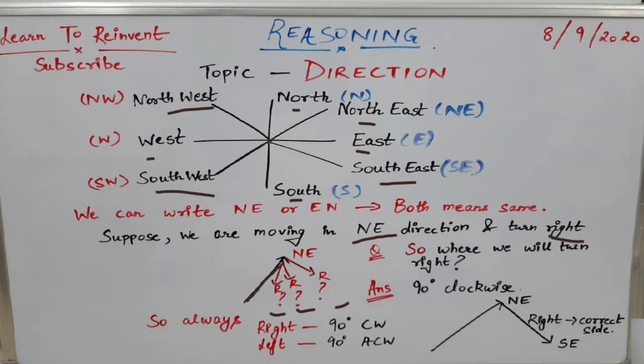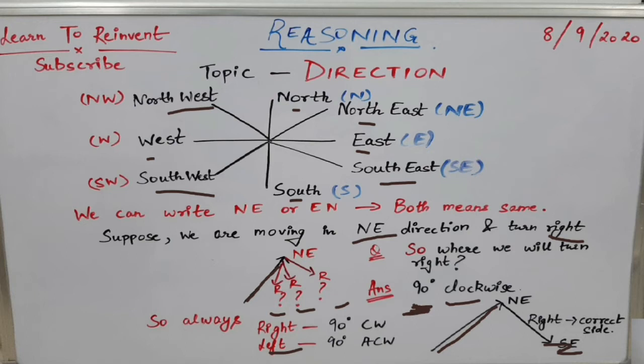For that, it's an easy thing: we have to turn in the clockwise direction always for the right-hand side and the anti-clockwise direction for the left-hand side. One more important thing to keep in mind is the exact angle, which is 90 degrees in the clockwise direction for the right-hand side, and 90 degrees in the anti-clockwise direction for the left-hand side. So if we are moving in the northeast direction, an exact 90 degrees clockwise would be the southeast direction. So the correct answer would be the southeast direction.